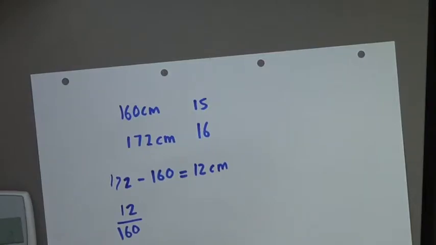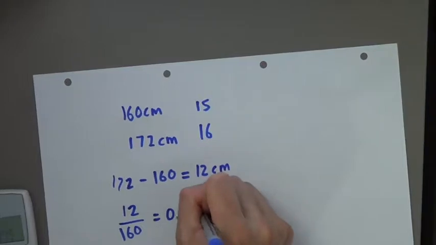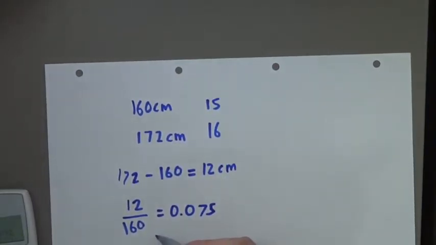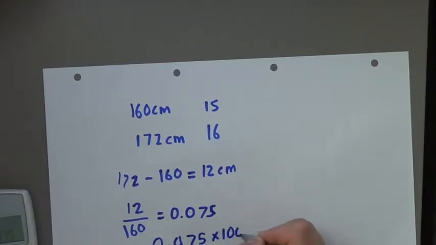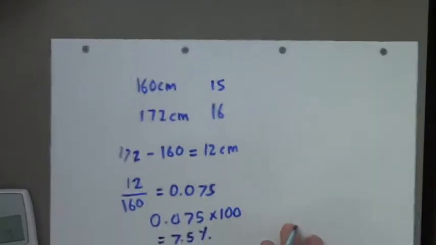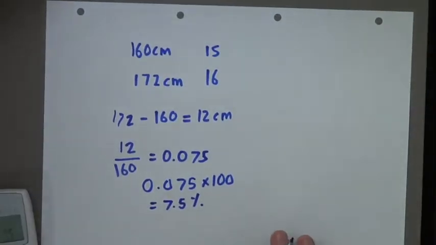12 divided by 160 is 0.075. If you want to work out the percentage, you multiply that by 100. Okay, that's 7.5%. So the increase was 7.5%. That was the percentage increase in his height.